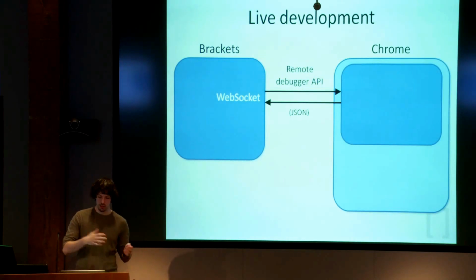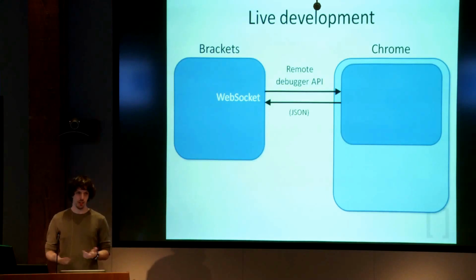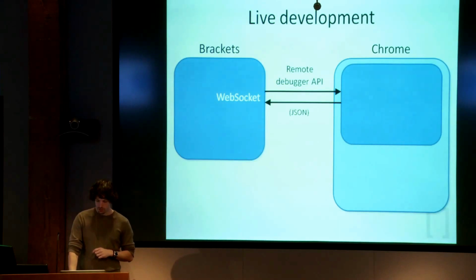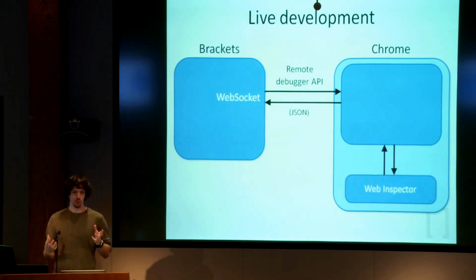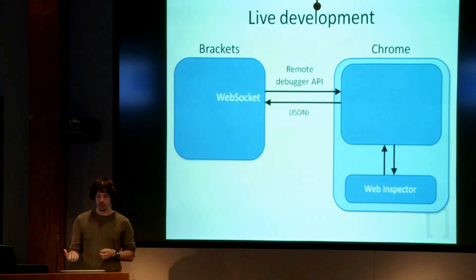We have Brackets, and we have the Chrome process. Chrome has a remote debugger API that basically opens up a socket and accepts JSON. So Brackets opens up a WebSocket, your standard HTML5 WebSocket, and connects to that Chrome socket and sends JSON strings back and forth. And that's pretty much all there is to it, with one little wrinkle, which is that the Web Inspector or Developer Tools UI in Chrome talks over that same JSON API. So even though it's running in the Chrome process and could theoretically be calling native methods directly, it actually uses that same exact socket connection.